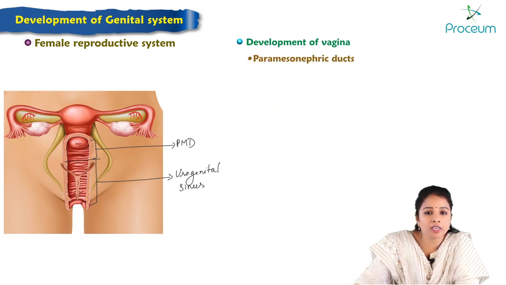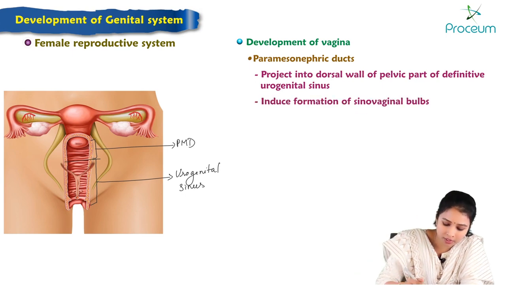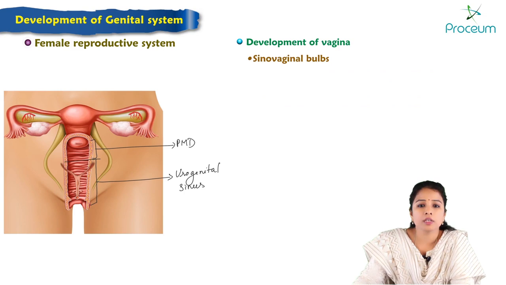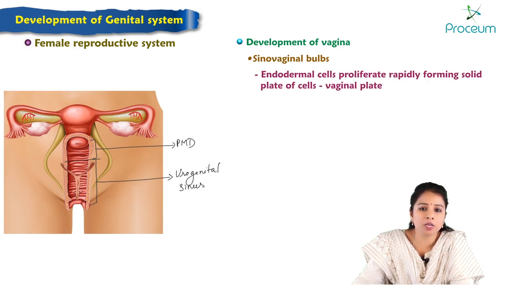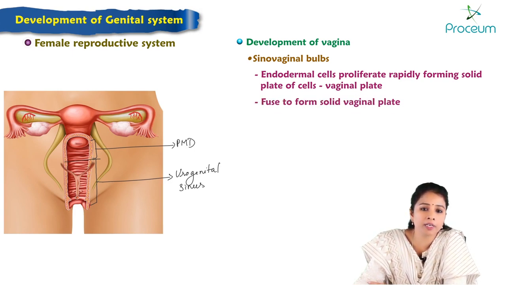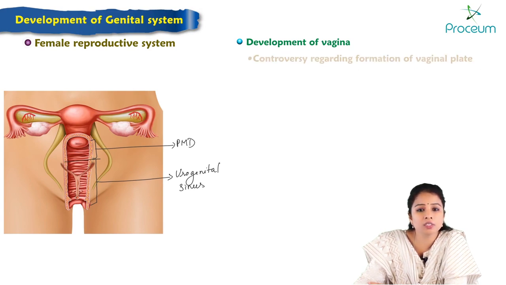And paramesonephric ducts project into the dorsal wall of the pelvic part of the definitive urogenital sinus and induce the formation of sinovaginal bulbs. So they enter and they induce the formation of sinovaginal bulbs. The endodermal cells of the sinovaginal bulbs proliferate rapidly to form a solid plate of cells which is called the vaginal plate. And the sinovaginal bulbs fuse to form the solid vaginal plate, which canalizes and develops into the inferior two-thirds of the vagina. So there is a controversy regarding the formation of the vaginal plate.